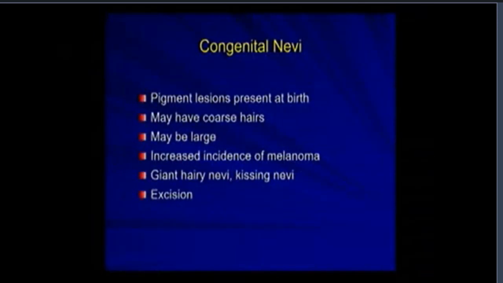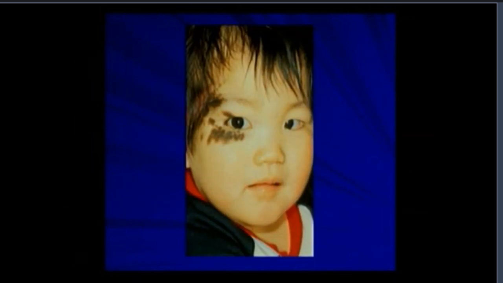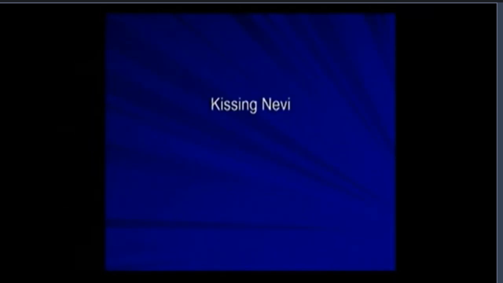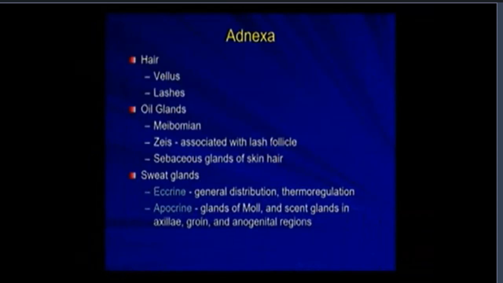Congenital nevi can also be seen in the eyelid and are typically present at birth. They may also have hair growing through them. They may be large or small, depending on the pigmented part of the lesion, and there is increased incidence of melanoma with congenital nevi. They can be kissing nevi or giant hairy nevi. The treatment is excision if it's possible. If it's not possible, just leave them alone and observe. This is a congenital nevus. This is a kissing nevus.